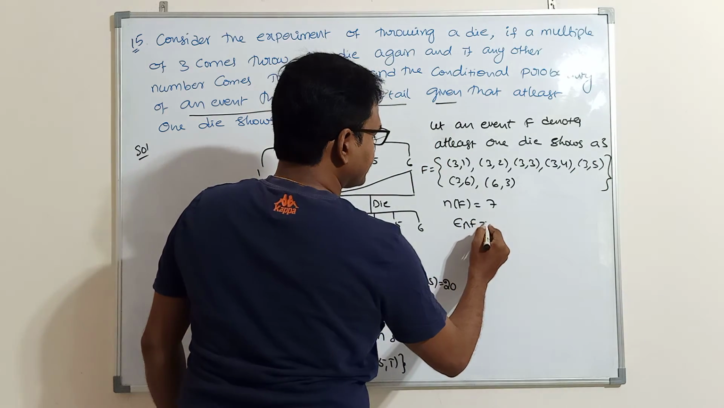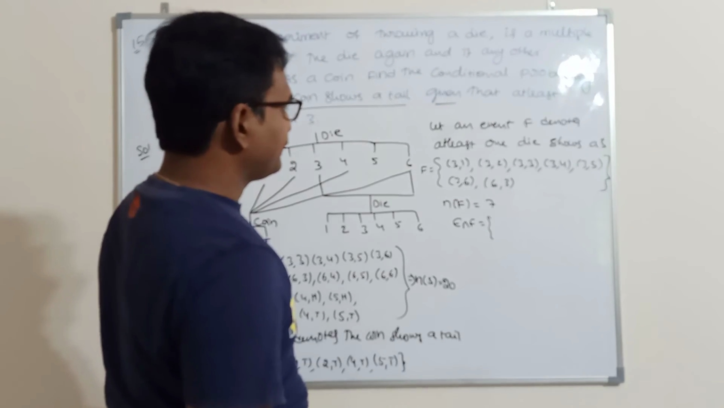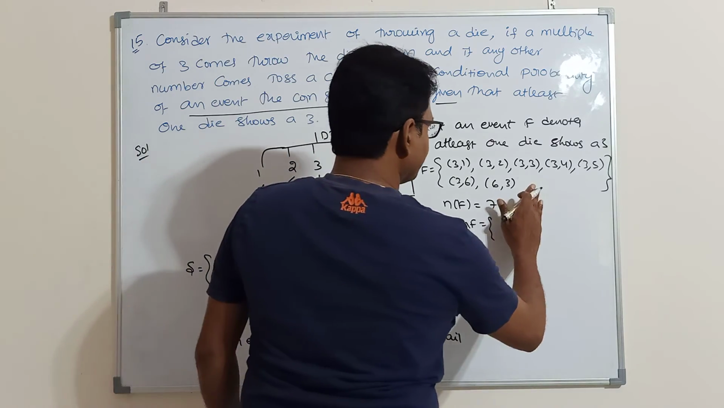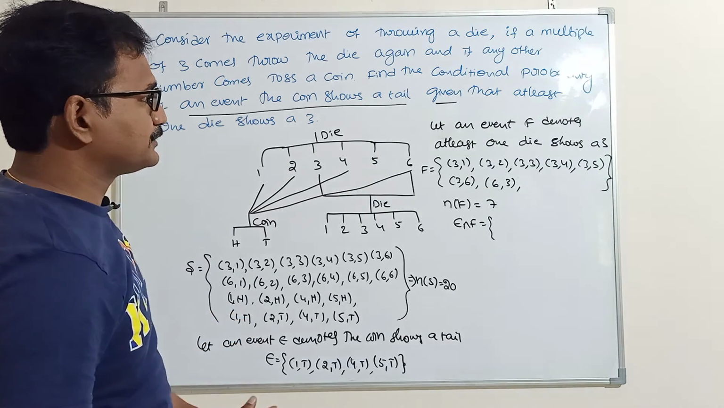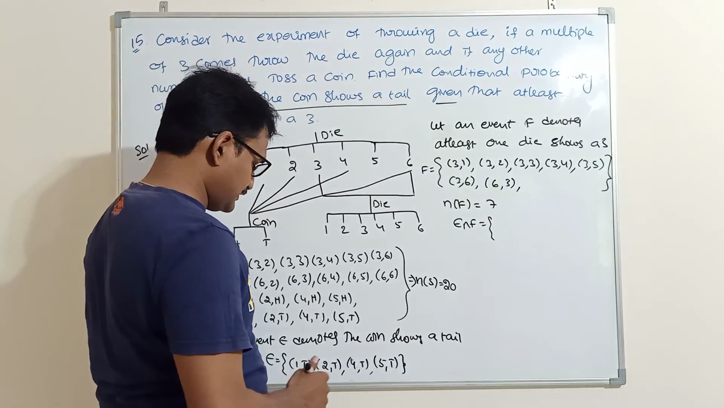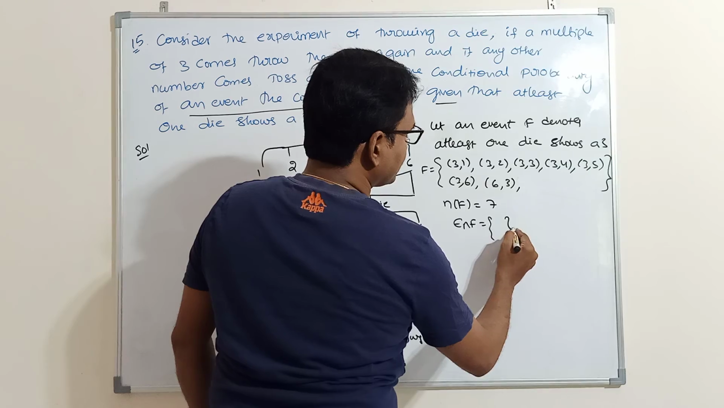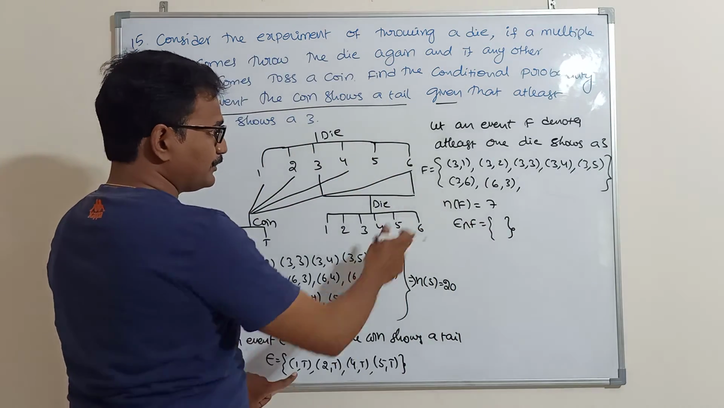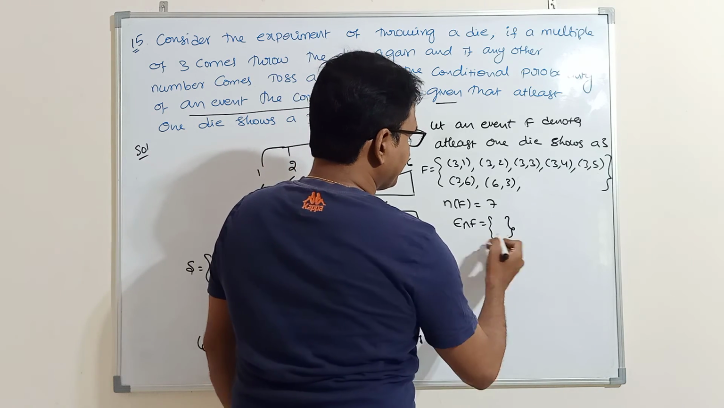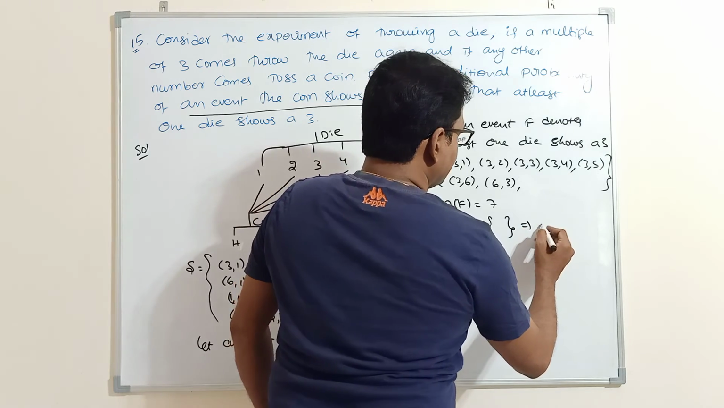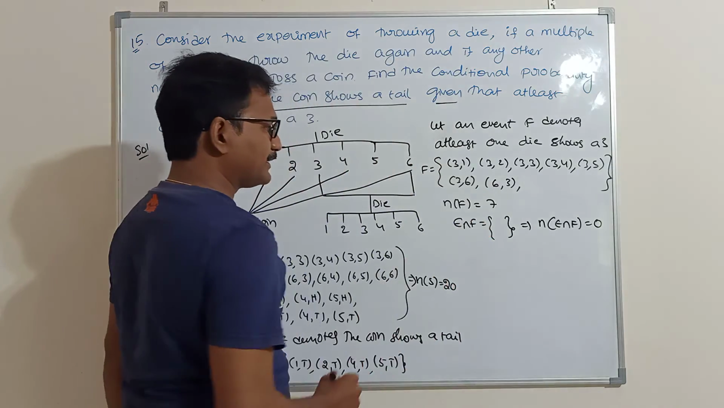Next, E intersection F. How many sample points are there? Is there any common element between E and F? There are no common elements between set E and set F. (1,T) is not there, (2,T) is not there, (4,T) is not there and (5,T) is not there. Therefore E intersection F is the null set. That means the number of elements in E intersection F is 0.